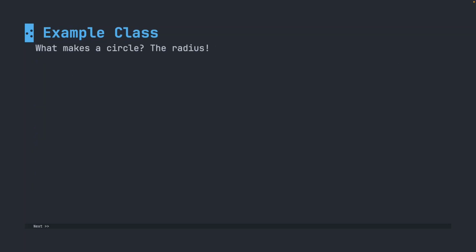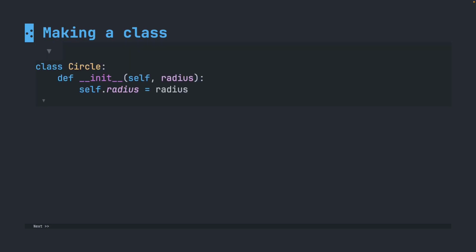Today, we're going to use the circle class as our example. And before we write code, we need to think about, well, what are all of the attributes that make a circle a circle? Well, every single circle is defined by its radius. So that's the attribute that we need to have with our custom object.